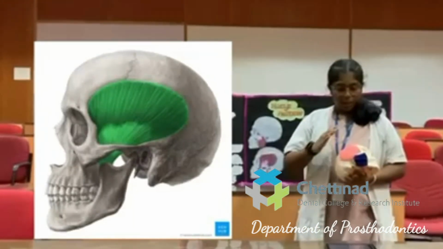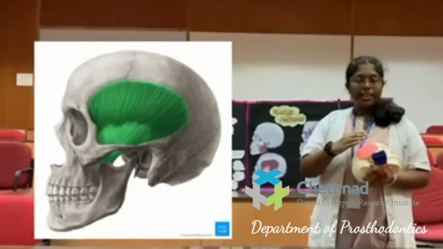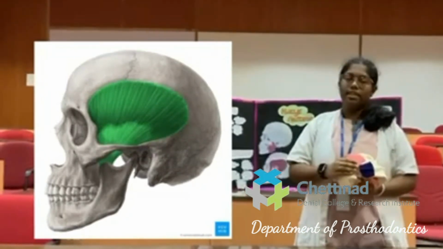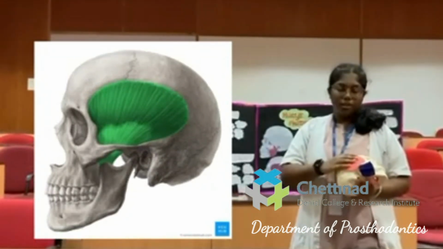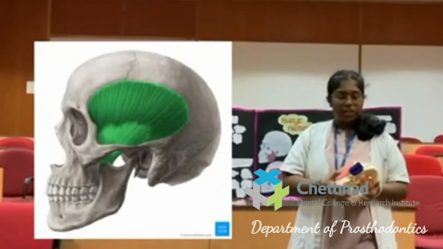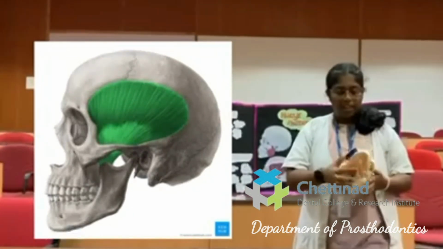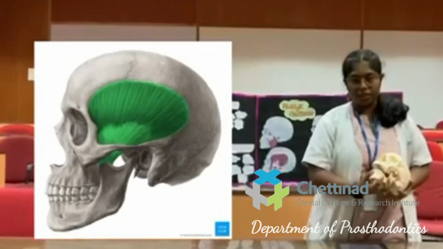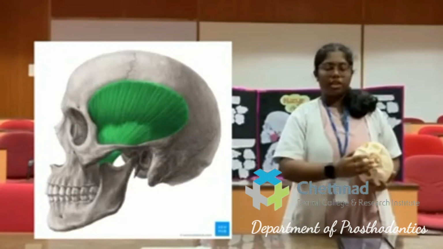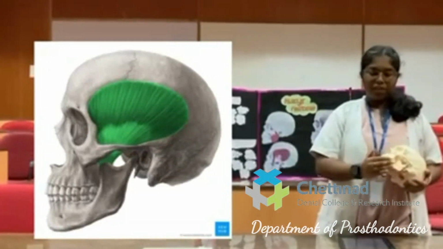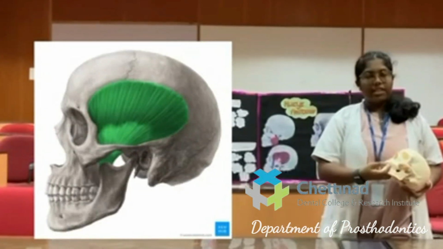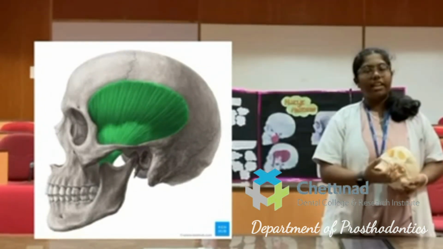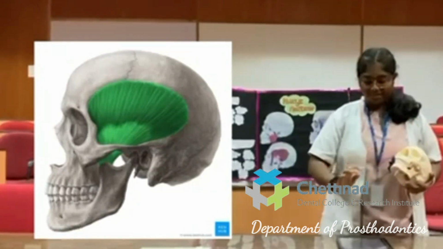I am going to talk about temporalis, which originates from the temporal fossa, a shallow depression on the lateral aspect of the skull, and is attached to the coronoid process of the mandible. Actions are elevation of the mandible, which helps in the movement of the jaw, and retraction of the mandible. It is innervated by the mandibular nerve, and it has two arterial supplies: the external carotid artery and the maxillary artery.